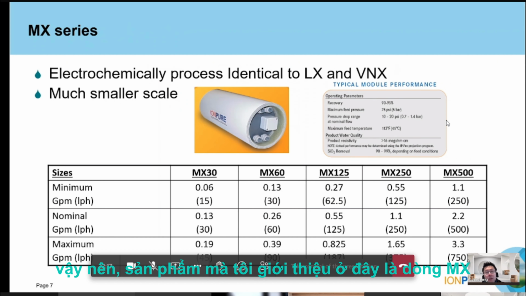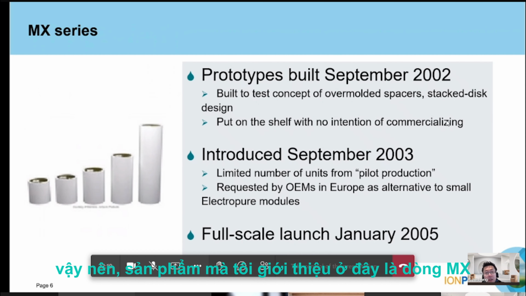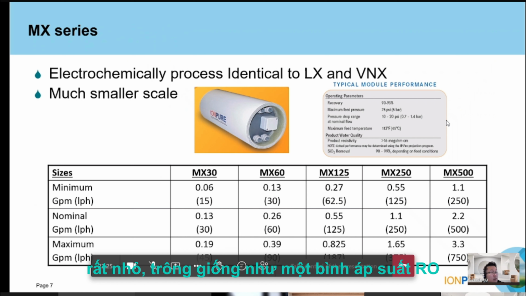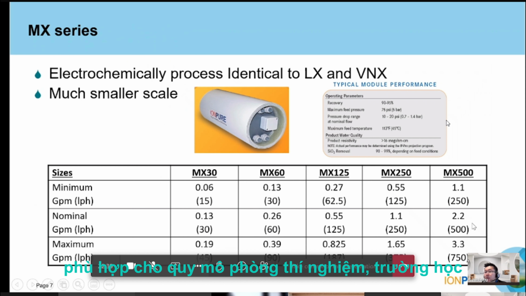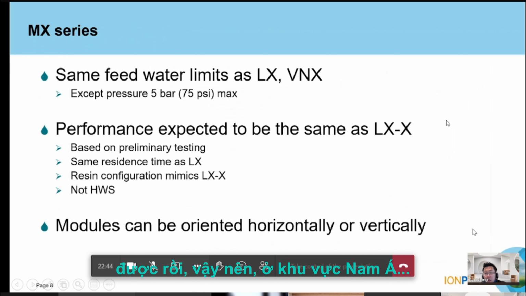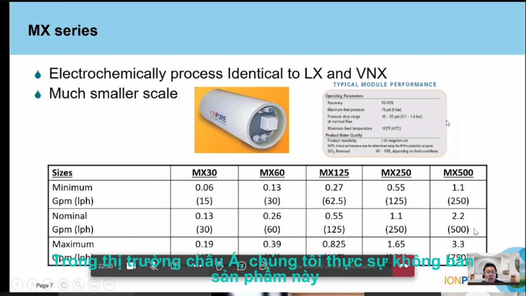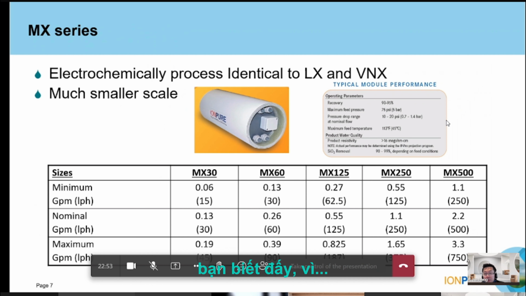This one I show you here is the MX series, the small ones. It's really, really small. It looks like an RO vessel, and could be even shorter than that. The flow rate runs between 30 to 500 liters per hour. It's more for lab scale, for schools, for research, for university labs. In the Southeast Asia and Asia market, we don't really sell this, because it's mainly dominated by microelectronics.